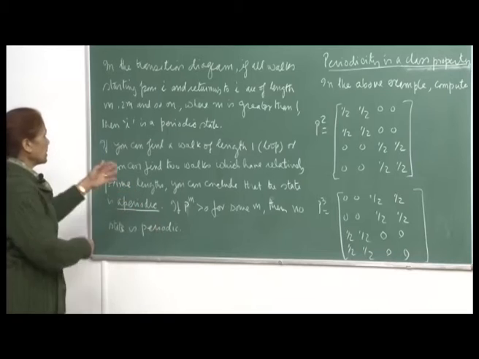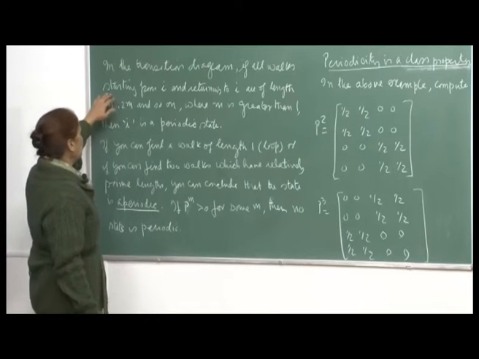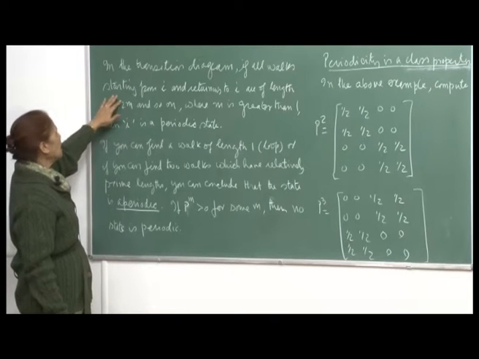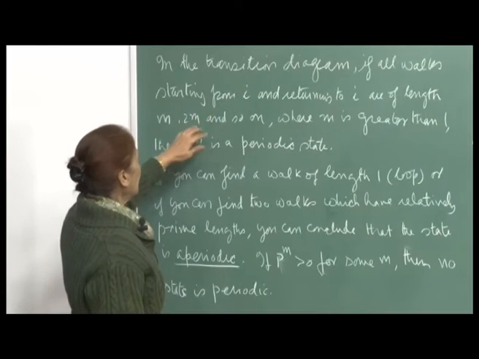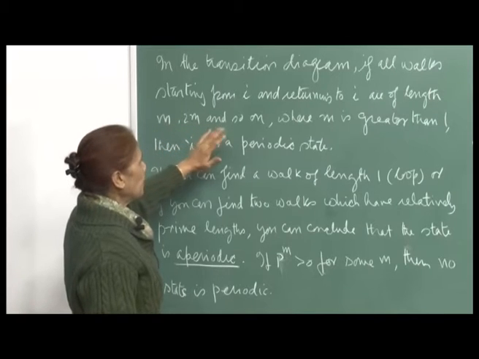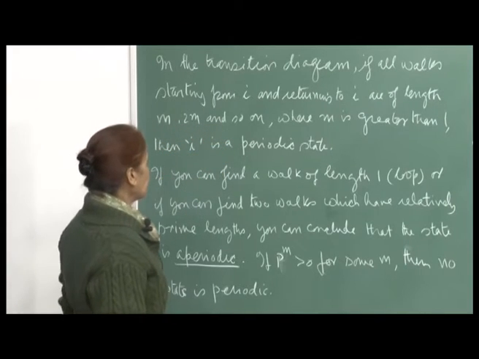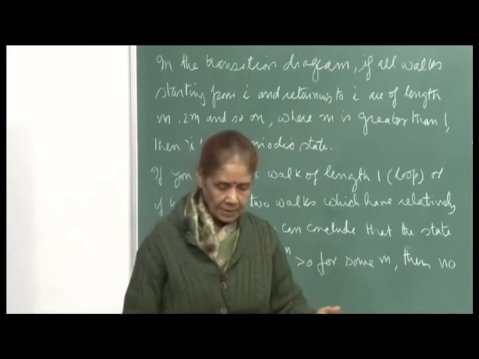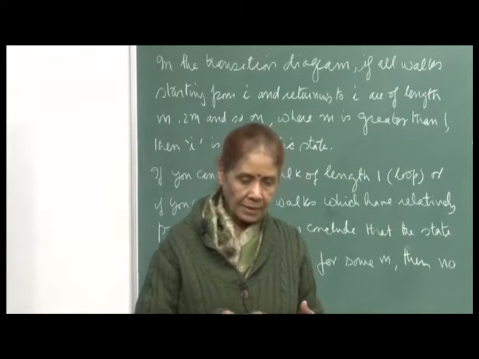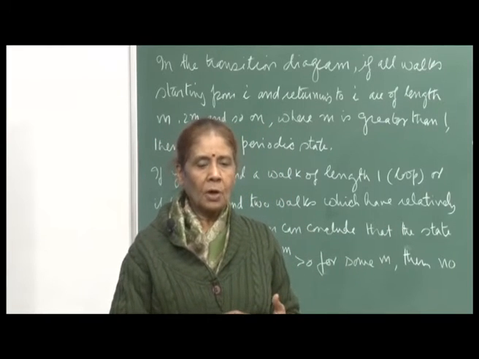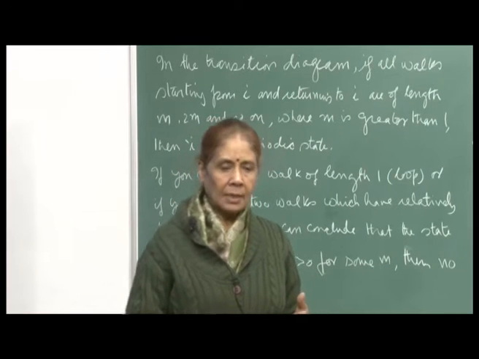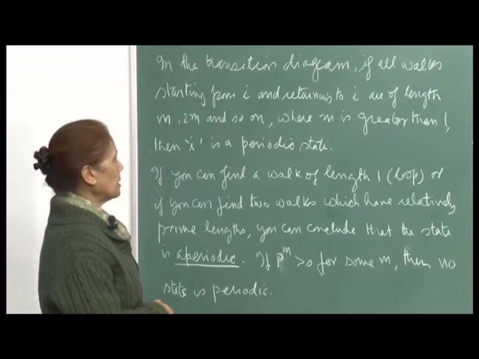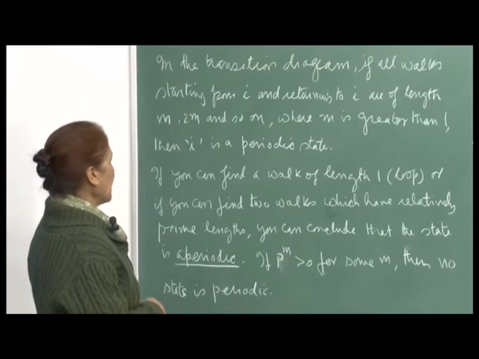Now, of course, on the transition diagram, if all walks, or paths, starting from i and returning to i are of length m, 2m and so on, where m is greater than 1, then i is a periodic state and the period is m, right. For the example that we just considered, I showed you that for any state you start from, either 1 or 2 or 3 or 4, you can come back to it in either 2 transitions, 4 transitions, 6 transitions, and so we concluded that the period for each of the states was 2, right.